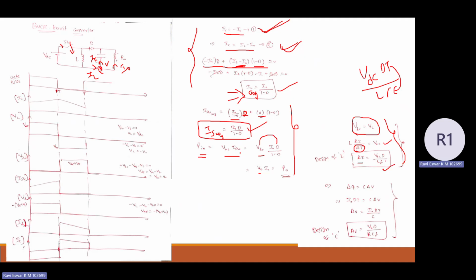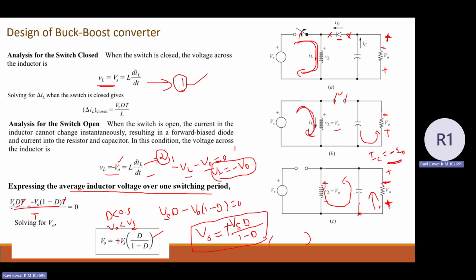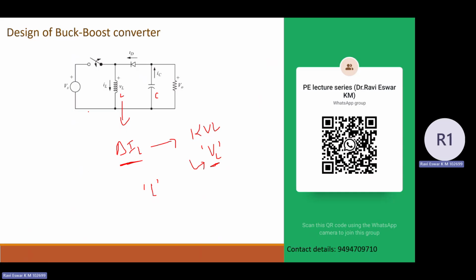Once the design equation is formed, based on the user requirement, suppose I require some ripple current of 1% or 10% or 5% of the average inductor current, so I can consider del I. And VDC is known for the user, and based on V naught and VDC relation you can figure out the duty, and the switching frequency you can figure out. So you can design the value of L required for the converter operation to maintain the current ripple within the limits. That is what we are doing for all the converters.